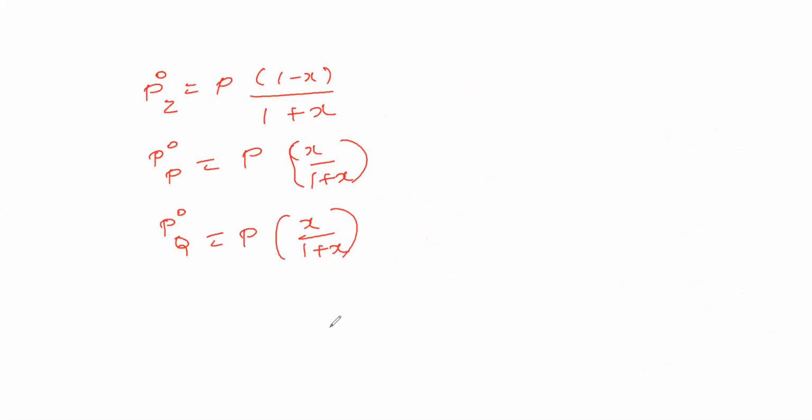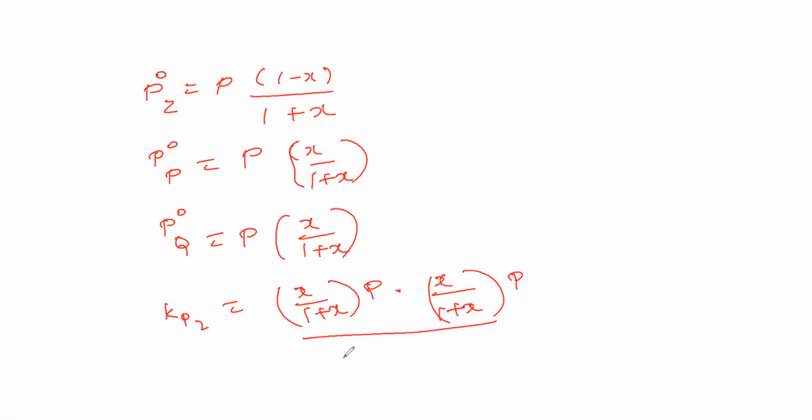So now this is the value. By this you can say Kp2 is equal to x by 1 plus x whole square, that is x by 1 plus x, that is partial pressure of P, into x by 1 plus x, into P, divided by partial pressure of Z, which is equal to P into 1 minus x by 1 plus x. So now we know the value of Kp1 and Kp2.